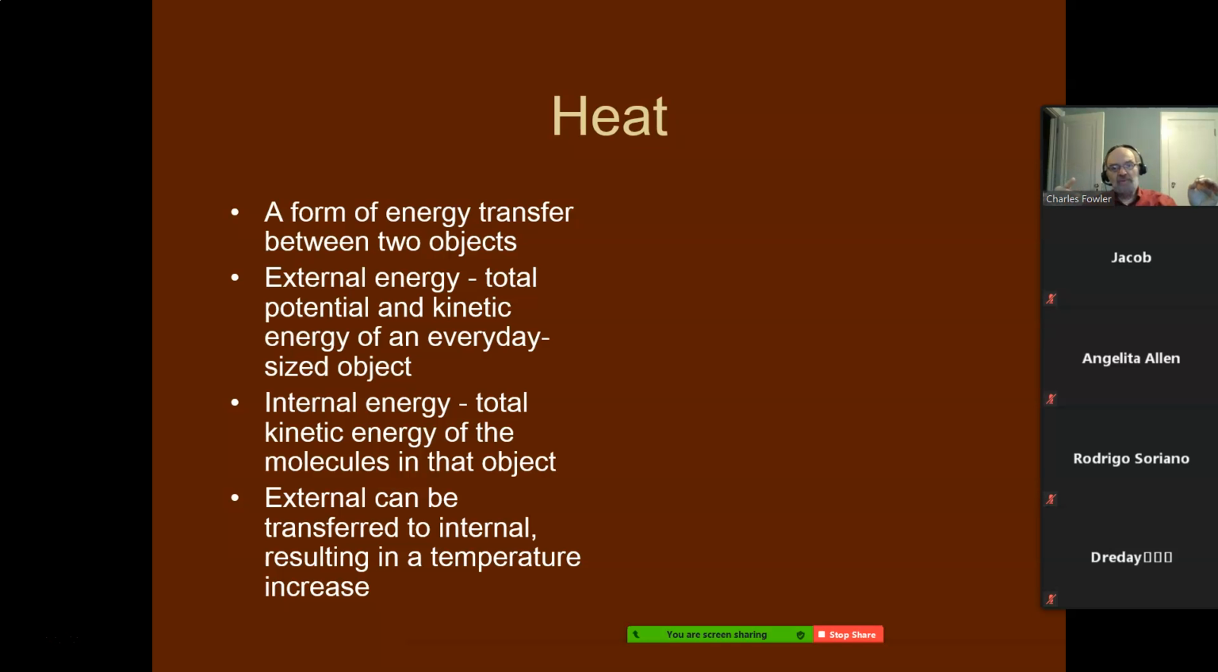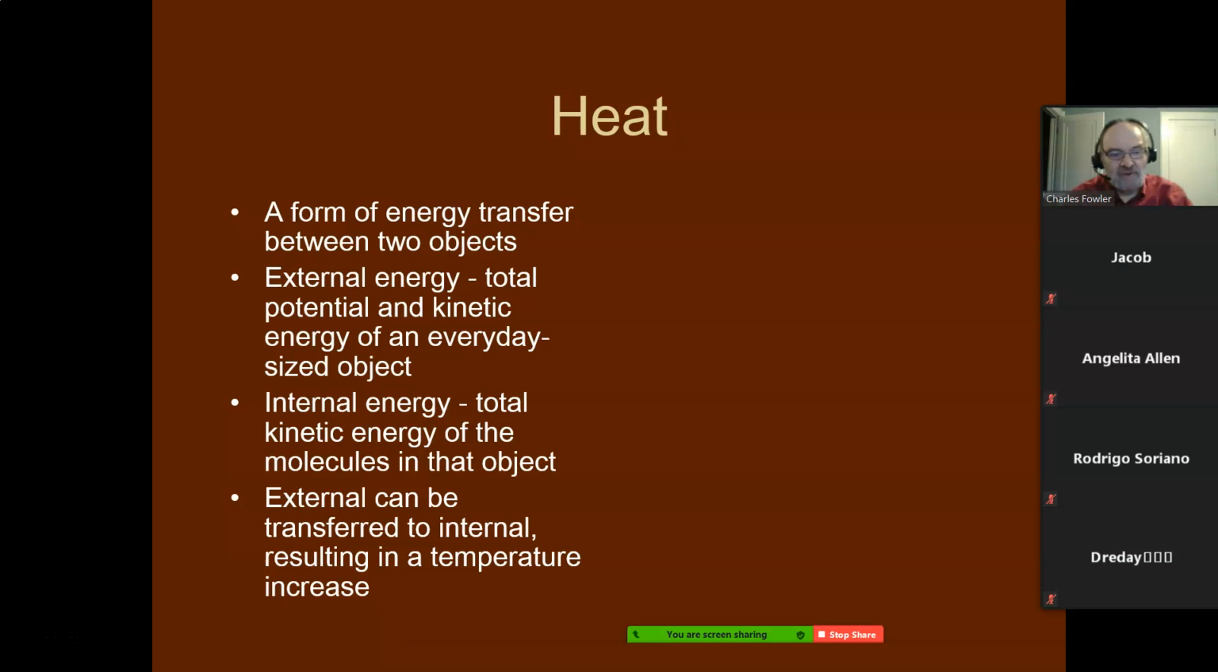Pushing them together while you rub, what do you notice? They warm up. Okay, try it, do it. Push them together and rub. You can feel them getting warmer. Okay, why is that? You're taking external energy, that kinetic energy of rubbing your hands together while you're pushing too, there's a little bit of potential there too, and you're increasing the temperature of your hand. The external energy can be transferred to internal, resulting in a temperature change.